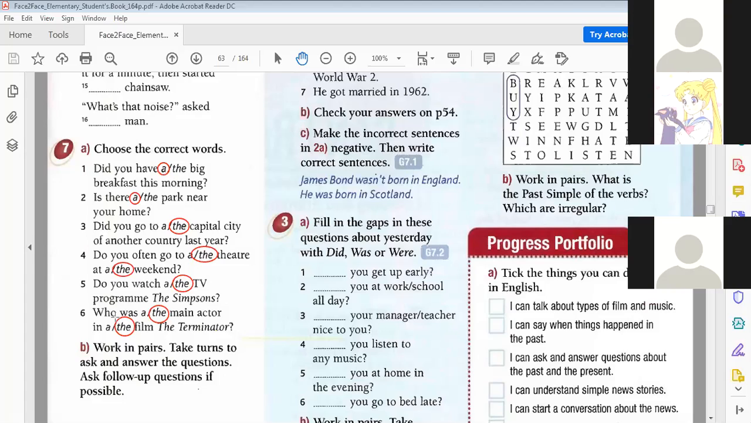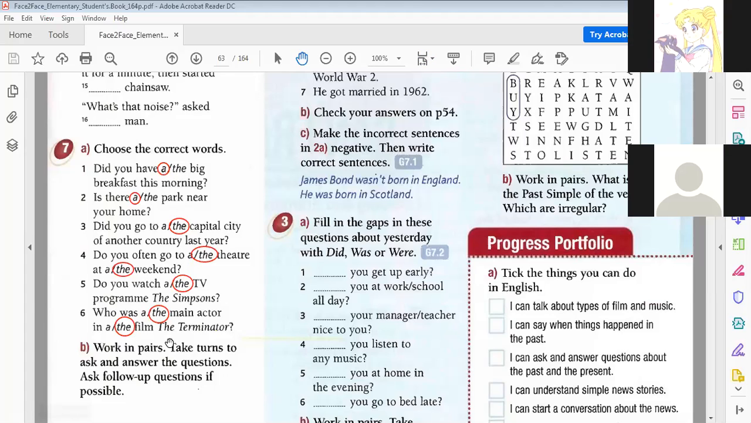The main actor. Can we say "a main actor"? No, we can't. That's correct. So we have to say "the main actor" because we only have one main actor. And the same idea here with the film, right?